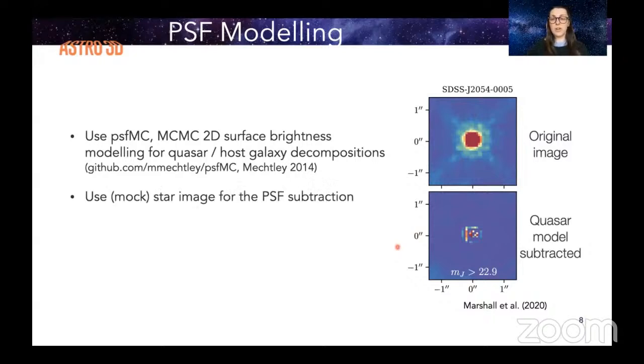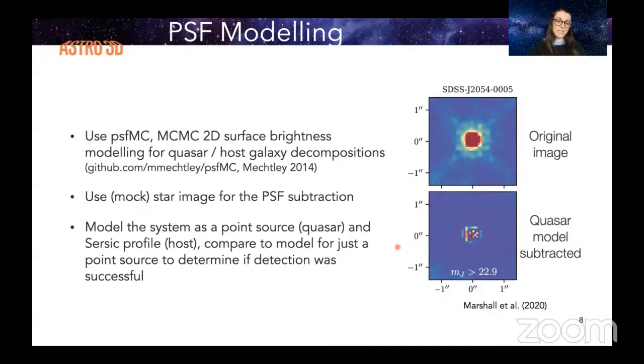So the way these observations work in reality is we have to characterize the PSF of the telescope. And the best way that we've found to do that is by taking observations of stars. So for this work, we actually make mock star images as well as mock quasar images. We pass these images through the PSFMC pipeline and then see what we get. For this, we model the quasar as a point source and the host galaxy as a Sérsic profile. And then we also run an additional model where we just include the point source quasar. Then we compare statistically these two models to determine whether the host galaxy is statistically significantly detected.